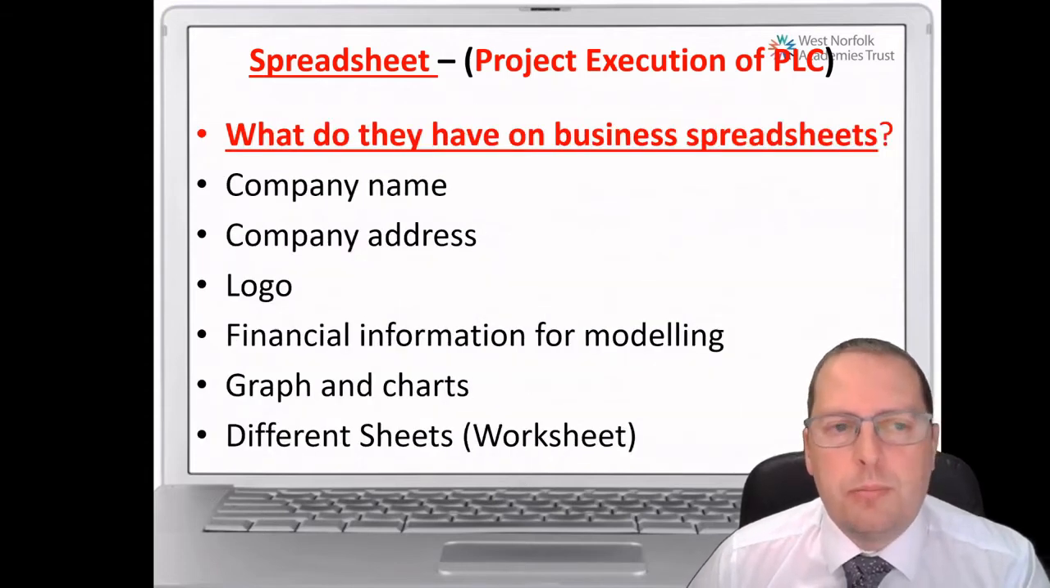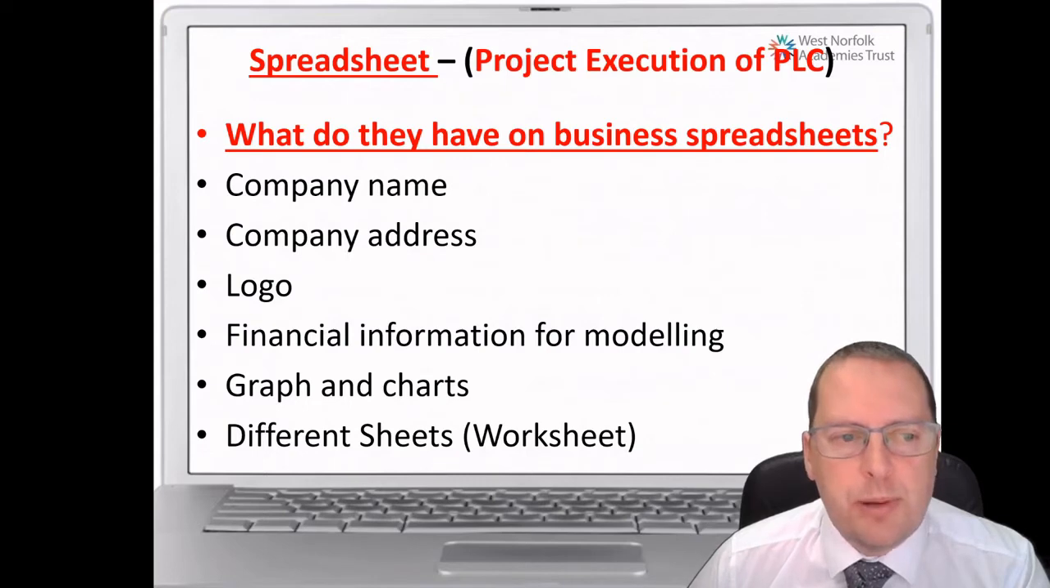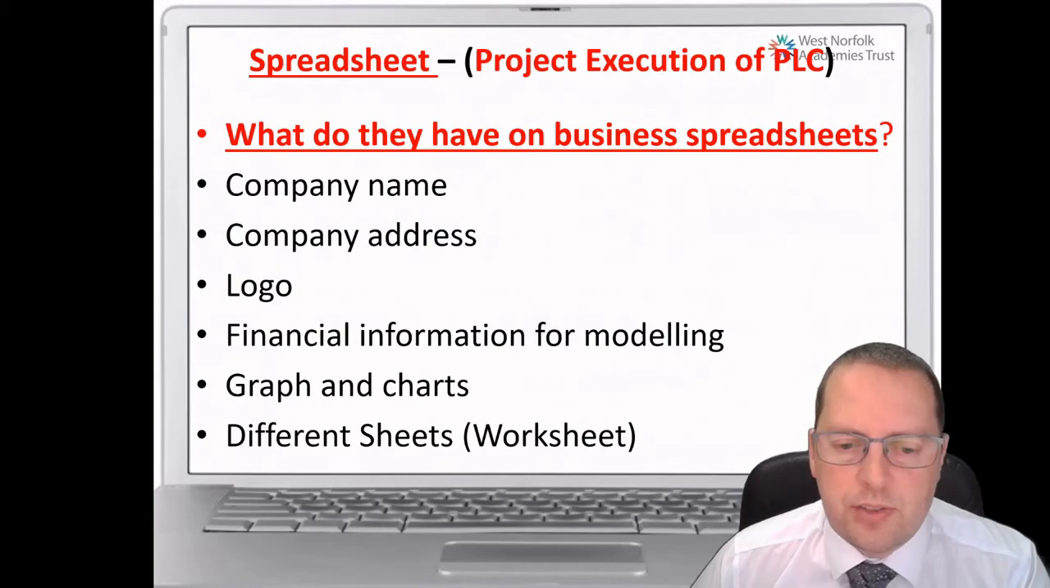So on your spreadsheet, the things we're expecting you to see are things like your company name and your company address and your logo, financial information for your model, graphs and charts, and possibly different worksheets. So that's the tabs at the bottom.